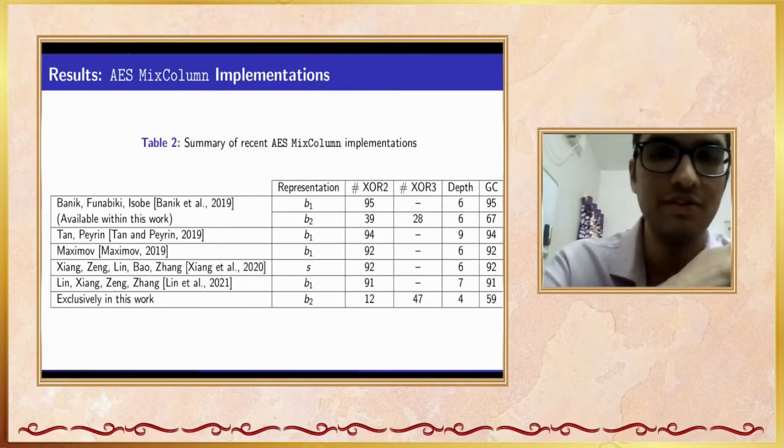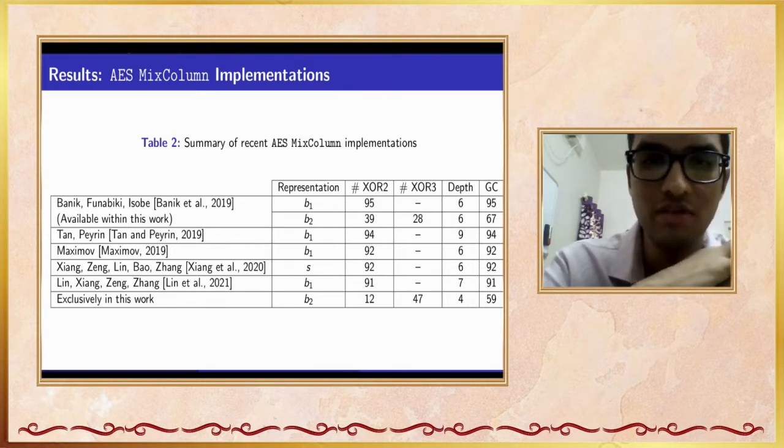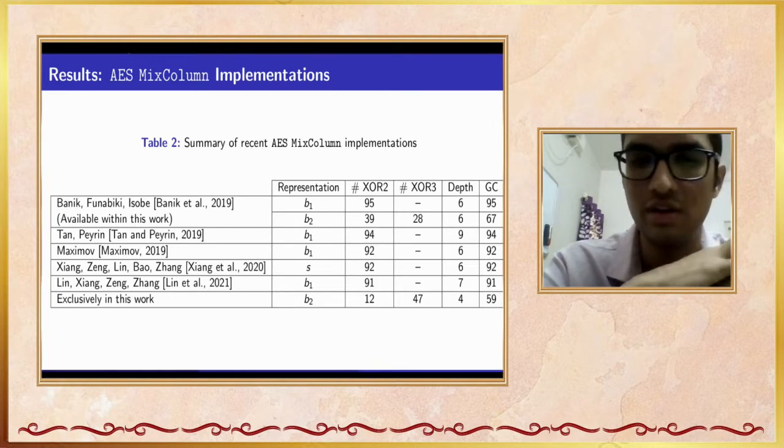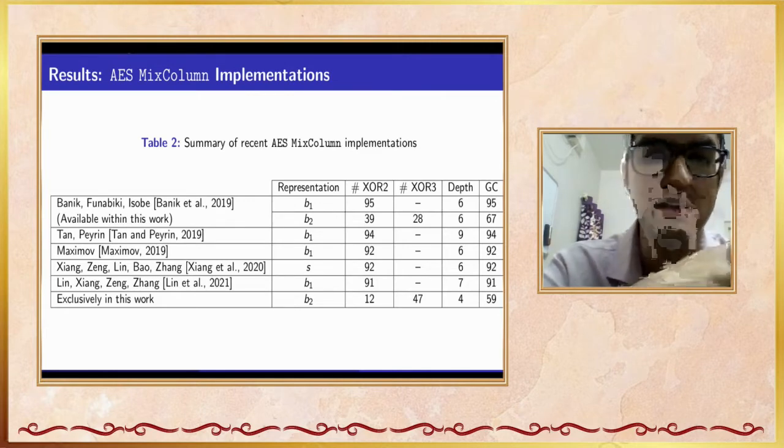Here is a summary of the implementations of the AES MixColumn matrix using the algorithms proposed in recent works. So to reiterate, the B1 XOR and S XOR notions only account for XOR2, and the B2 XOR representation accounts for both XOR2 and XOR3 gates. So we can see here that the results from our algorithm achieve the lowest gate count and depth in the circuit of 59 and 4 respectively.